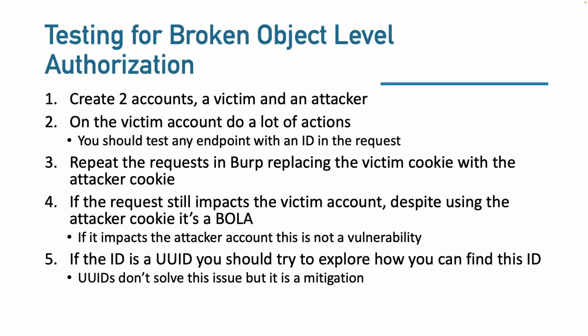So how do you test for it? Step 1, create 2 accounts, a victim and an attacker. On the victim account, you want to do a lot of different actions, interact with the API a ton. Anything that has an ID number in the request should be what you're looking at specifically. Repeat all these requests, but replace the victim's cookie with the attacker's cookie.